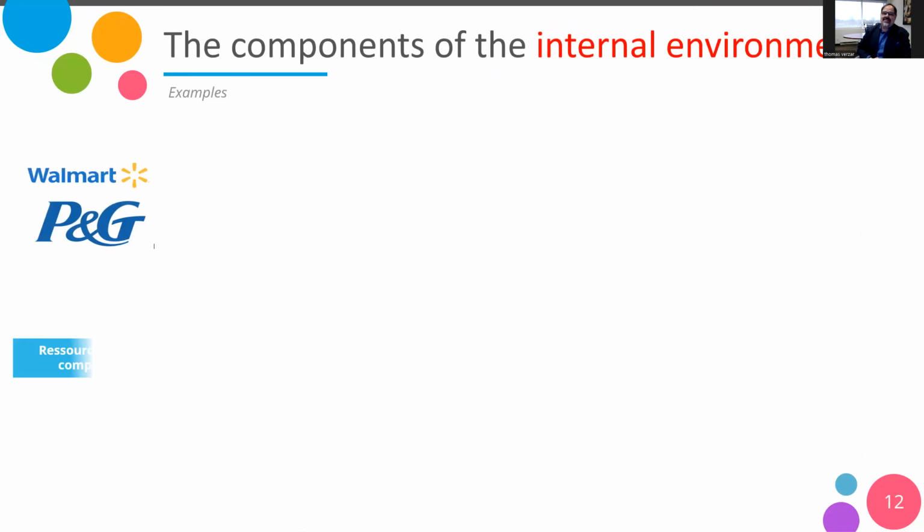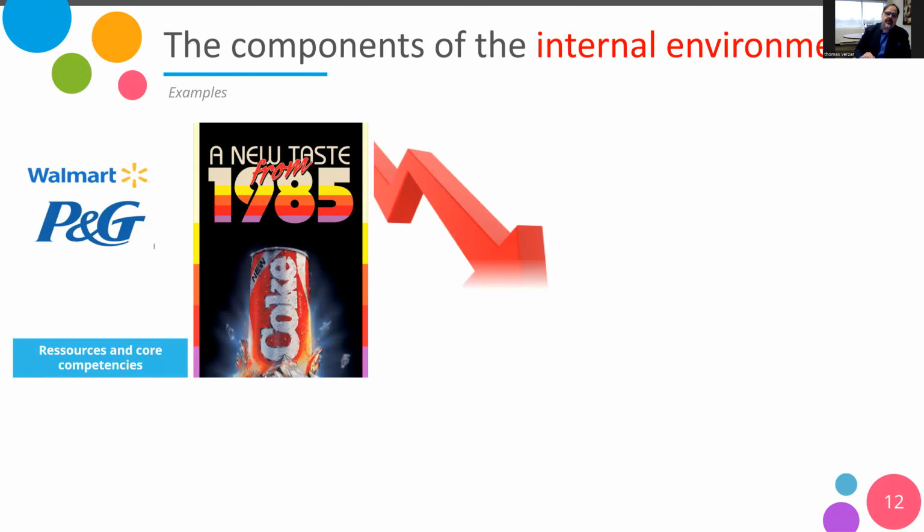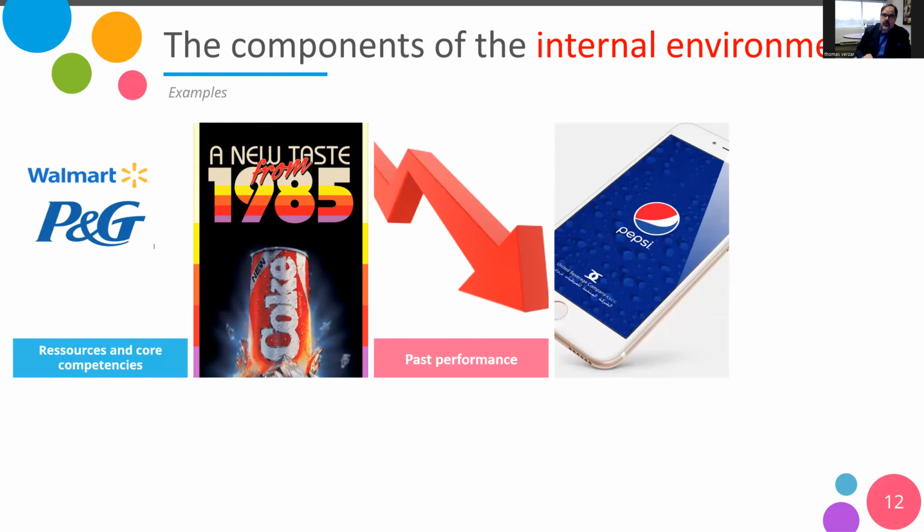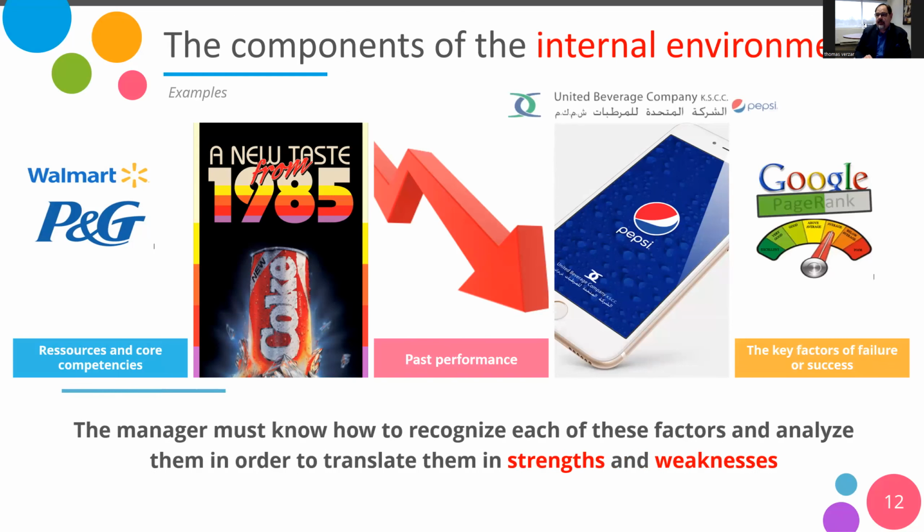Okay, so a couple of examples of those components of the internal environment. So core competencies, it's what you do absolutely best. So companies, for instance, one good example of that is how Walmart and Procter & Gamble are integrated one into the other in a sense, even though they're separate companies, in terms of managing the products on the shelf.